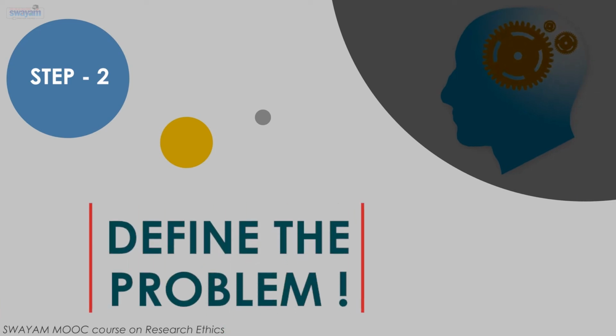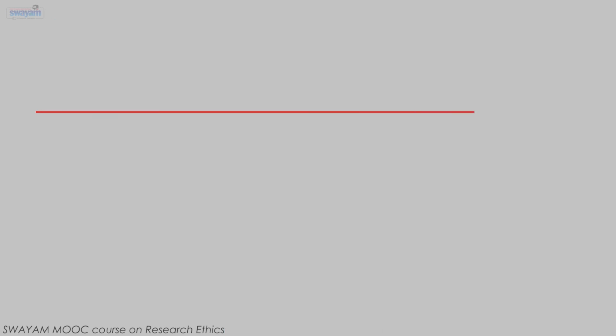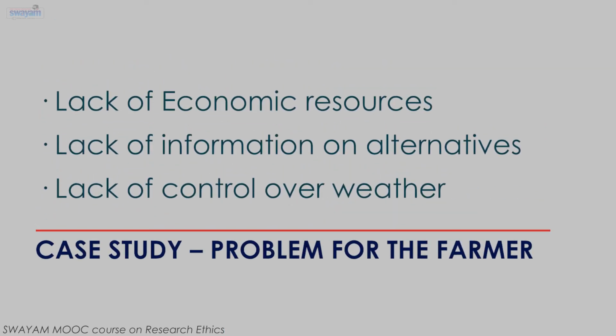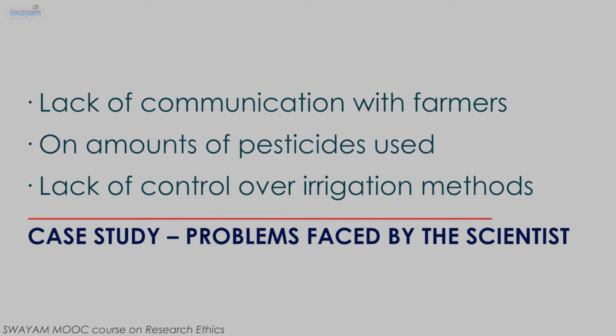The next step in design thinking is to define the problem. In the case of use of excess organophosphates in agriculture, we can identify problem statements for each stakeholder. For the farmer, lack of economical resources, lack of information on available alternatives, lack of control over weather and other conditions. For the agricultural scientist, lack of communication with farmers in the amount to be used, lack of control over irrigation methods, and so on.